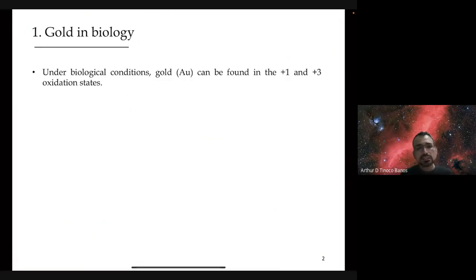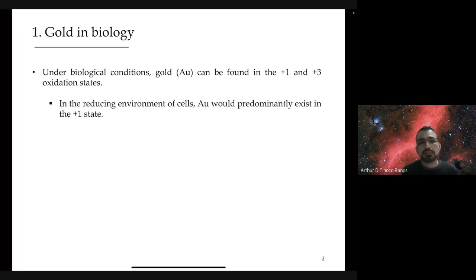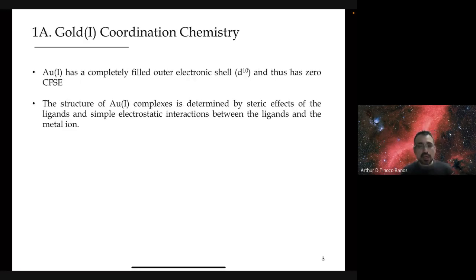All right, so just a general perspective of gold. So gold predominantly can exist in the oxidation states of +1 and +3. And so that actually has a really big impact in terms of the type of chemistry and compounds that the gold can actually form. In the reducing environment of cells, gold will predominantly exist in the +1 state. And so now let's consider then the coordination chemistry of gold 1, as that can lead to an insight as to compounds that can be made with this metal.